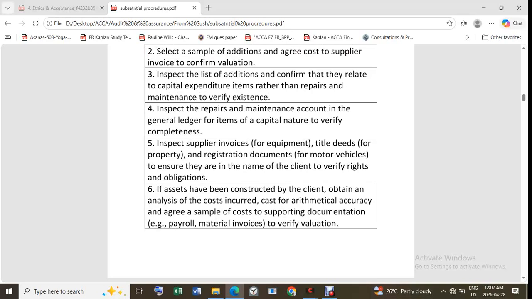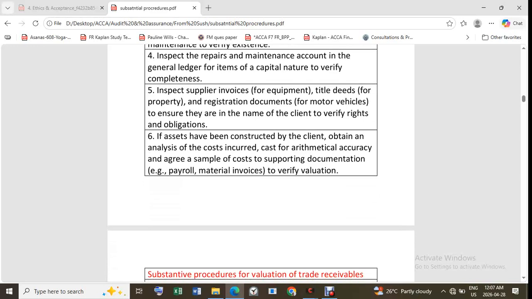For rights and obligations, to verify the right relating to the non-current asset, we need to verify supplier invoices, title deeds, registration documents. If the asset has been constructed, to verify its valuation, we need to check its cost, whether all its directly attributable expenses are included in it or not.